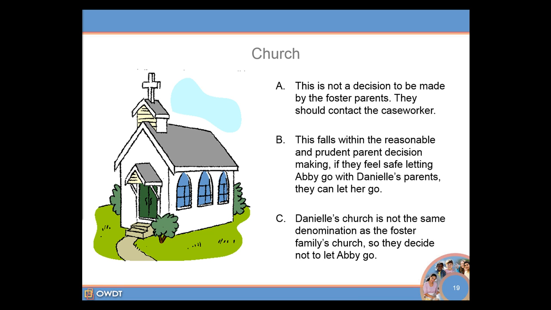B. This falls within the reasonable and prudent parent standard decision making. If they feel safe letting Abby go with Danielle's parents, they can let her go. C. Danielle's church is not the same denomination as the foster family's church, so they decide not to let Abby go. The answer is B. The foster parents should talk with Danielle's parents to ensure that they feel comfortable allowing Abby to go with them.